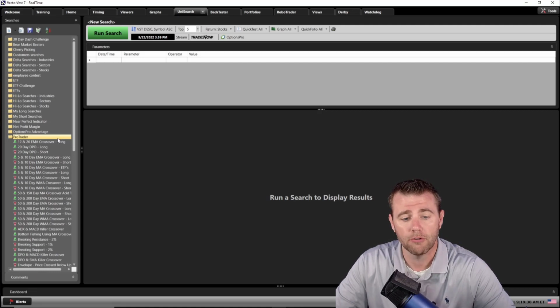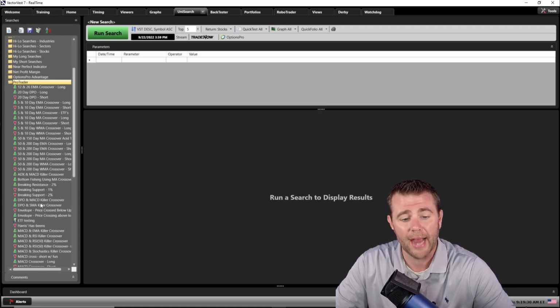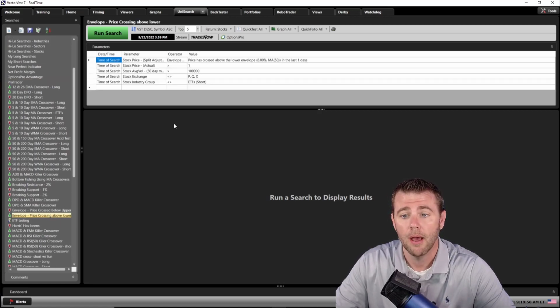So if we open up the ProTrader folder, we scroll down a little bit, we actually have some predefined envelope searches already. And we have a bearish search, so the envelopes when the price crosses below the upper range or the upper envelope. And then the positive or bullish envelope search, which looks for price crossing above the lower envelope in the last 1 day. So as you can see, the default settings for this search are 6% offset with a 50-day simple moving average. But we're going to stick with the industry standard to keep it simple for everybody out there.